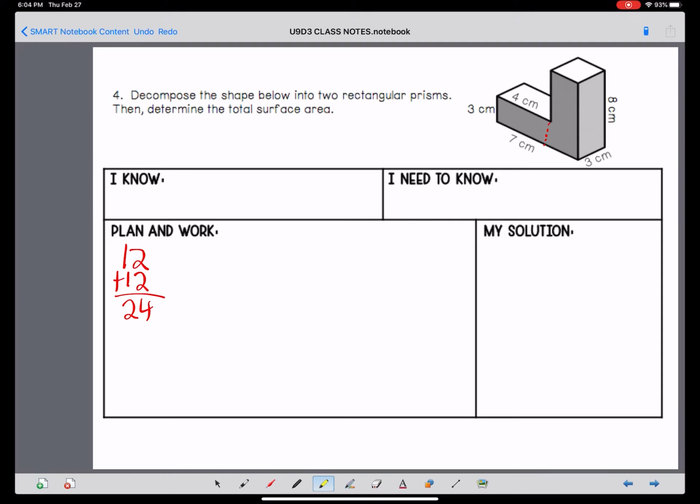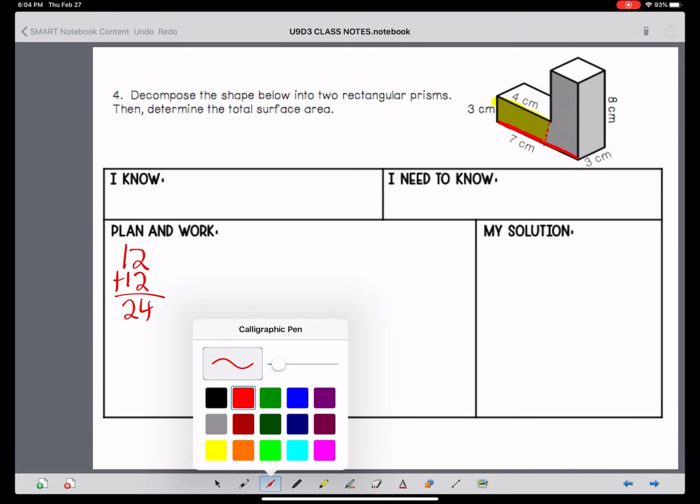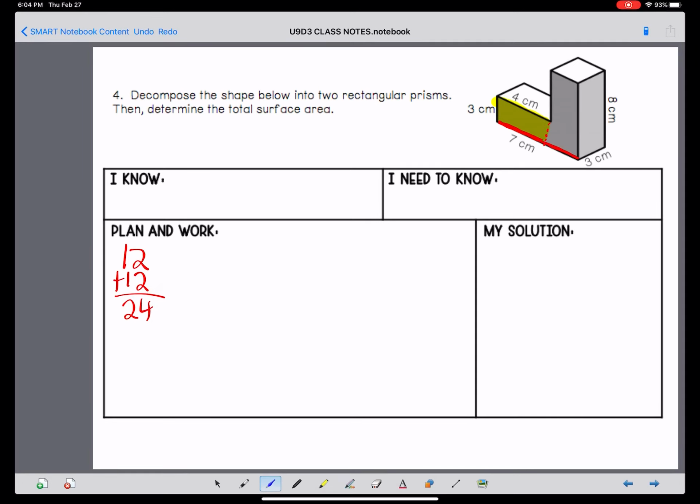Okay, now I want to find this front side and the back side, just opposite or parallel. But in order to do that, I need to find the base. My base is not 7. 7 spans all the way across. Here's my question for you. How can we figure out what just this portion is right here? Well, if you look directly above, it's 4. So our base is 4 and our height right here is going to be 3. And 4 times 3 gives us 12.